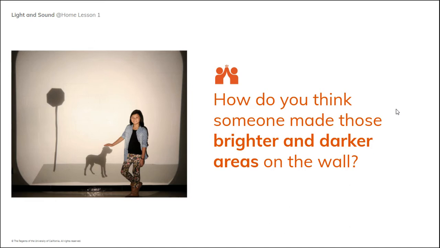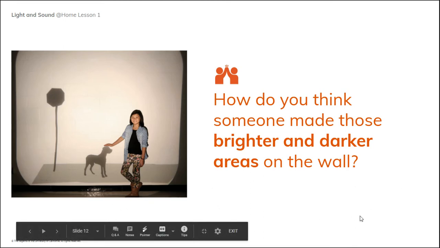So we're back at this picture, this really cool one, I think. Miss Martinez thinks it's cool. How do you think someone made those brighter and darker areas? We see the person, but then this part on the wall looks really bright. And then this thing kind of looks like a stop sign. It's really dark. The dog looks really dark. And then this, it's not as light as this part, but not as dark as the others. How do you think they made those? Hmm. I'm wondering if maybe there's something on the other side of whatever is taking this picture that we can't see.